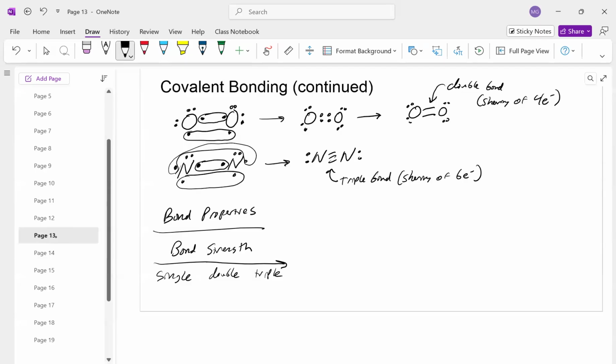Now the opposite is true for bond length. So for bond length, triple bonds are the shortest and single bonds are the longest.